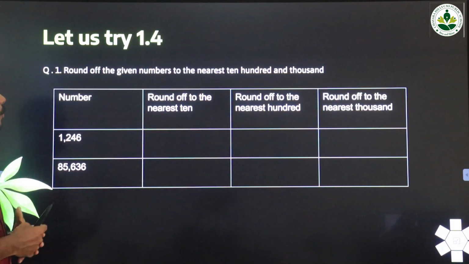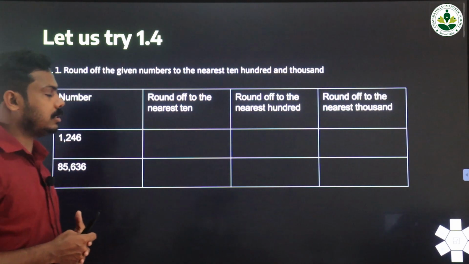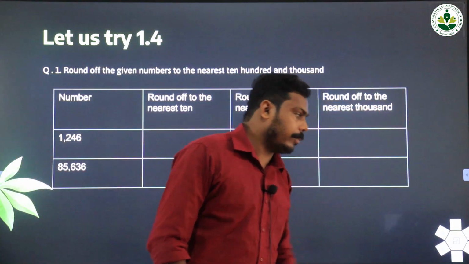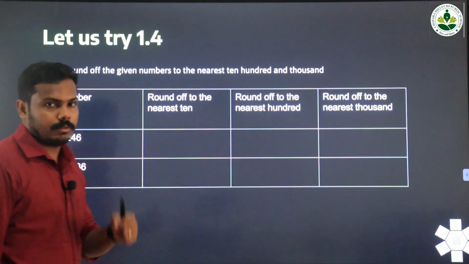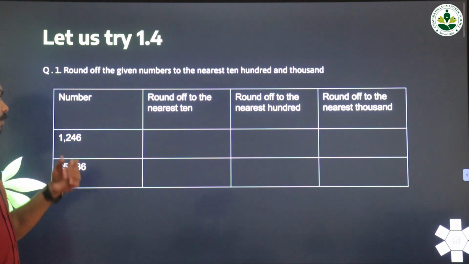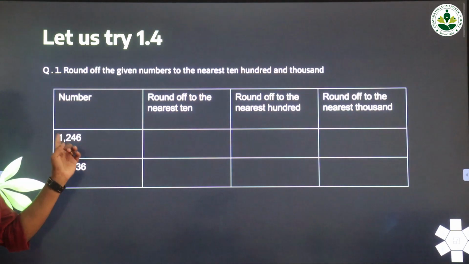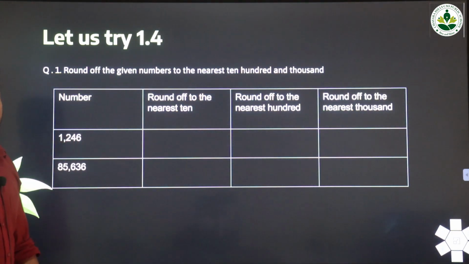Let us try 1.4. First question. Round off the given numbers to the nearest 10, 100 and 1000. First number, that is 1246. First we need to round off this number to the nearest 10.